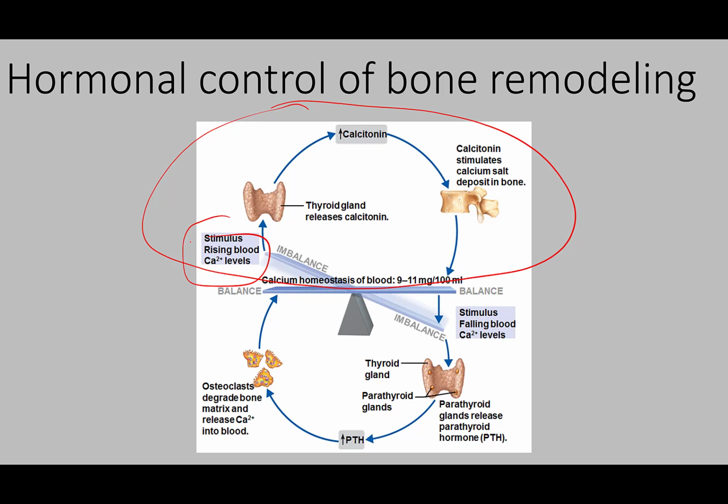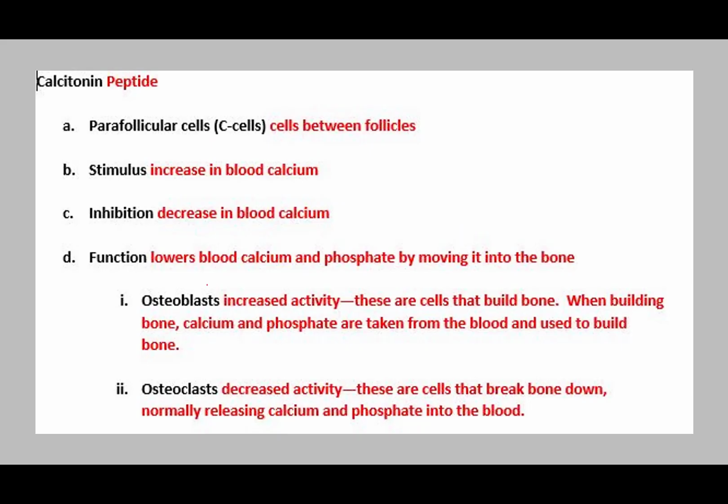So let's go back over here and look. When blood calcium levels rise, the thyroid gland, but more specifically, the C cells or the parafollicular cells, increase calcitonin. So what does calcitonin do? It stimulates the osteoblasts and it inhibits the osteoclasts. If you stimulate osteoblasts, they're going to start building bone. And when you build bone, you need the ingredients for bone. Calcium and phosphate that were in the blood are taken out of the blood and used to build bone. So blood calcium and blood phosphate drop.